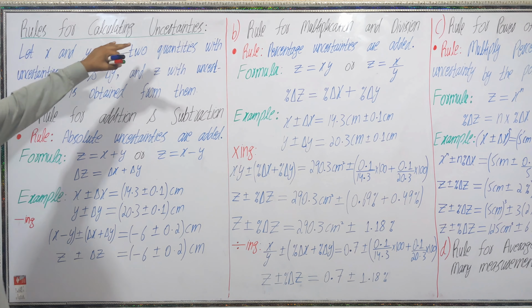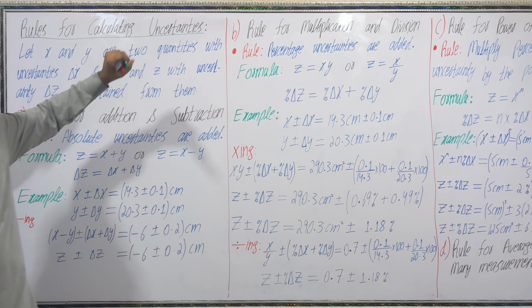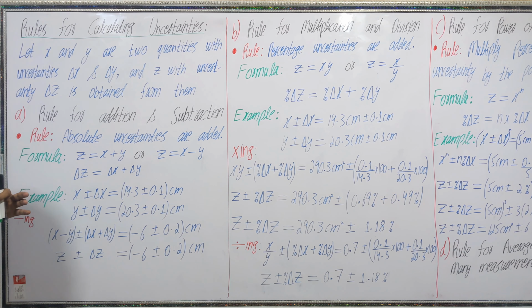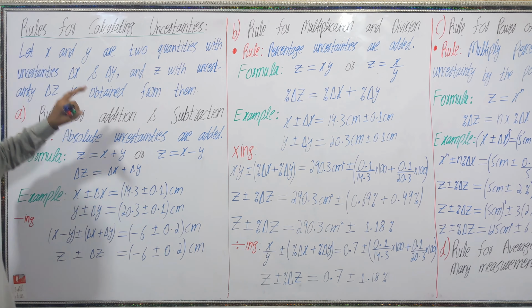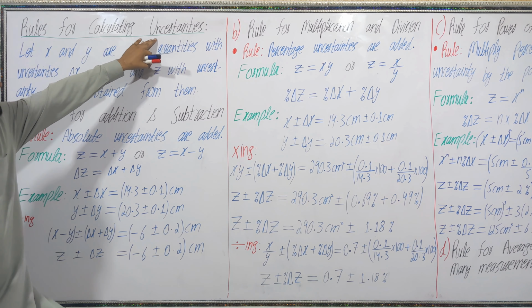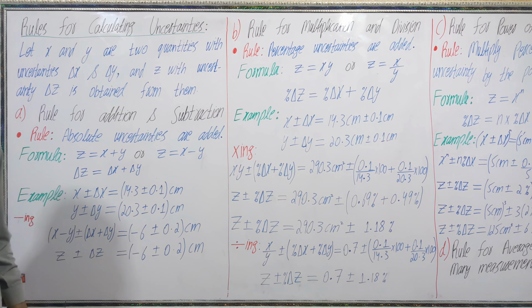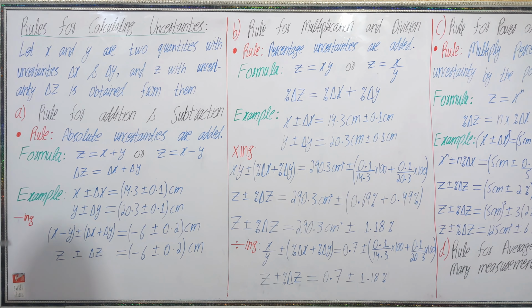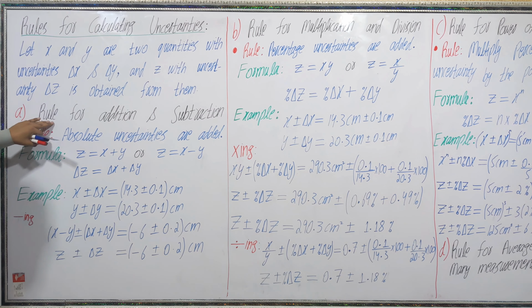Rules for calculating uncertainties. Here I will discuss 5 rules. Number 1, rule for addition and subtraction. Number 2, rule for multiplication and division. Third rule, for power of a quantity.